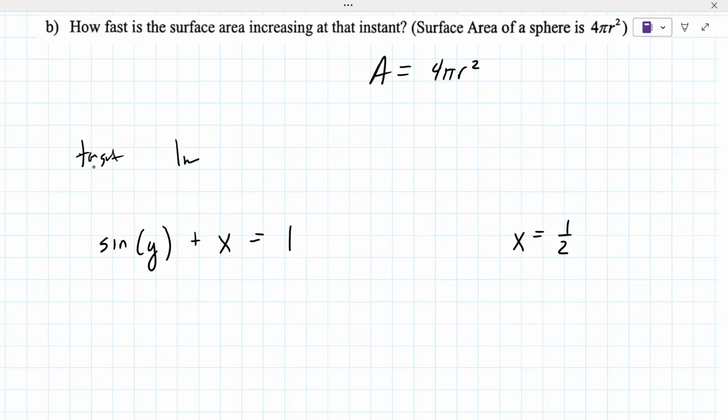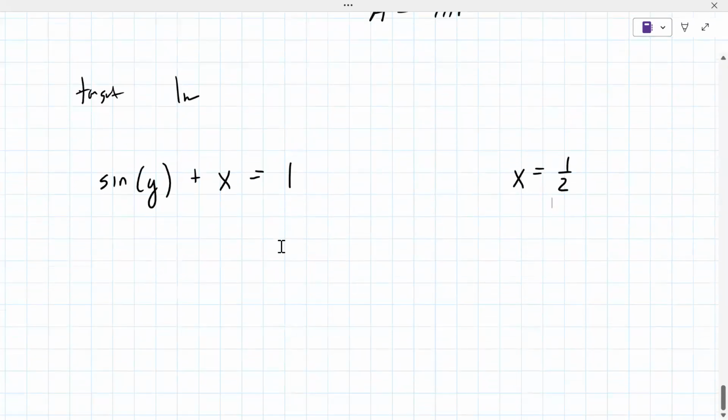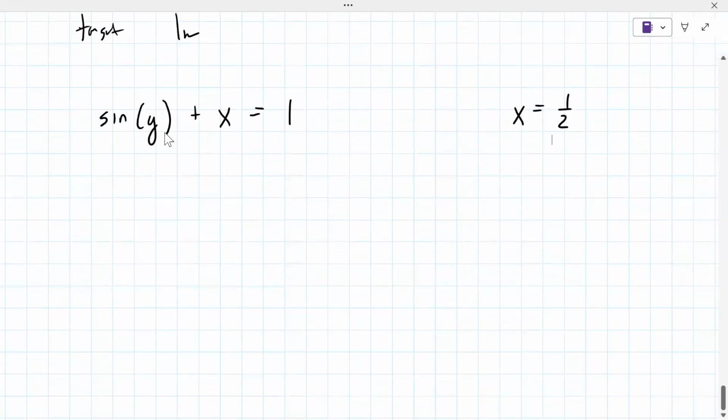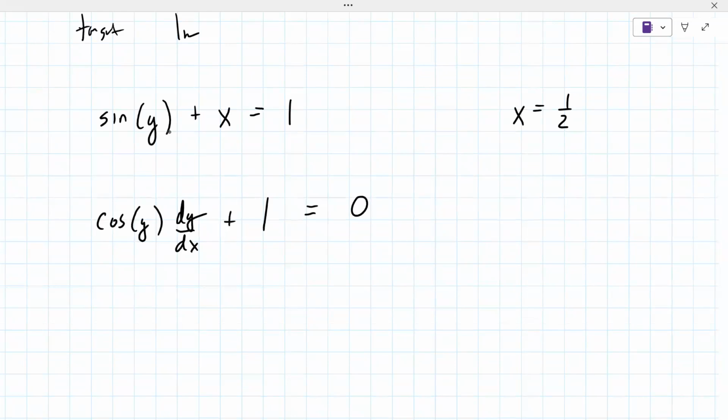So actually, I don't know how to do this. So the first thing here is you can take a derivative. It'd be sine, derivative of sine is cosine y dy/dx plus 1 equals 0. Is that part okay? Yes. And then you solve for dy/dx. And so that's -1 over cosine y.